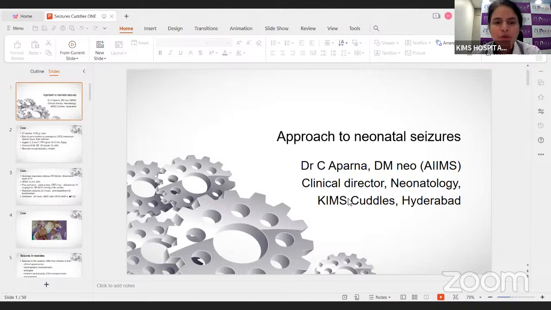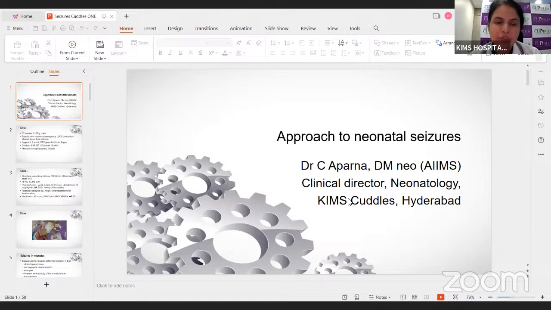The expected response to the first 20 milligram per kg loading dose of phenobarbital for cessation of seizures is generally to the tune of 40%, which means 60% of the times the seizures may continue despite the loading dose of phenobarbital. When the maximum loading dose of 40 milligram per kg has been used, seizure control achieved reaches up to 70%.